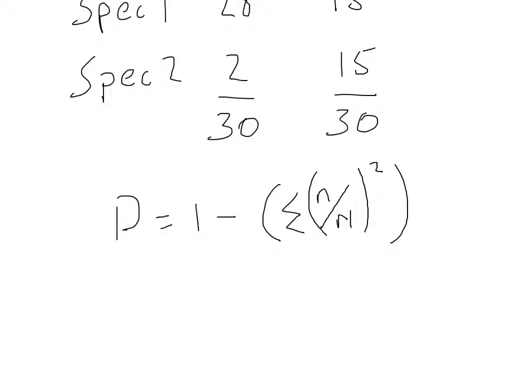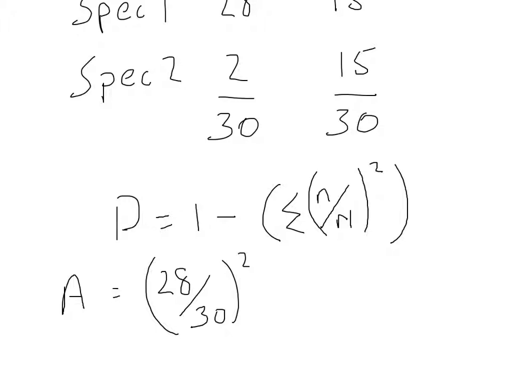Okay, so to work that out, I'm going to work this out for habitat A first of all. What I'm going to do is work out little n over big N, and I have to work that out for both species. For the first species, species 1, it is 28 over 30 squared.